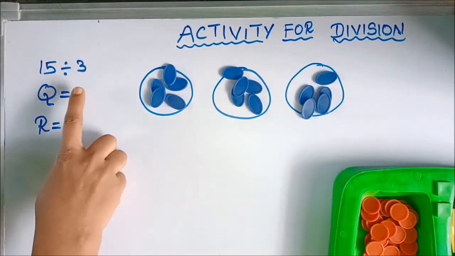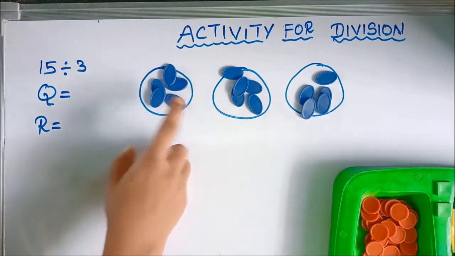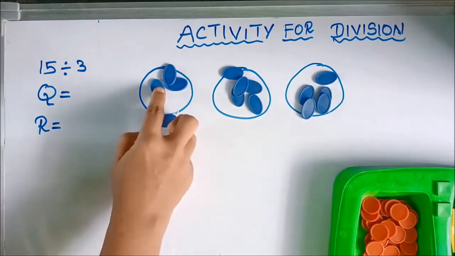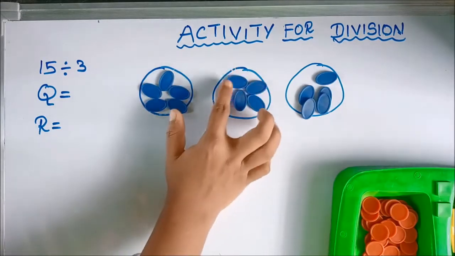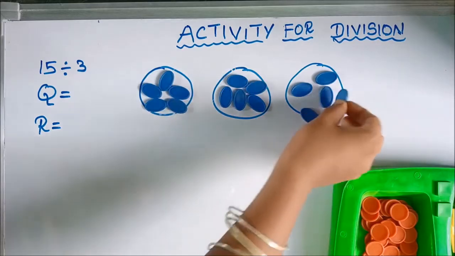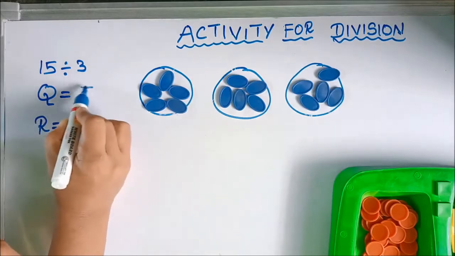Now we are going to write the value of the quotient by counting the number of pieces in each part. Let us count 1, 2, 3, 4, 5. Similarly, each part contains 1, 2, 3, 4, 5. Similarly, here also 1, 2, 3, 4, 5. So our quotient is 5.